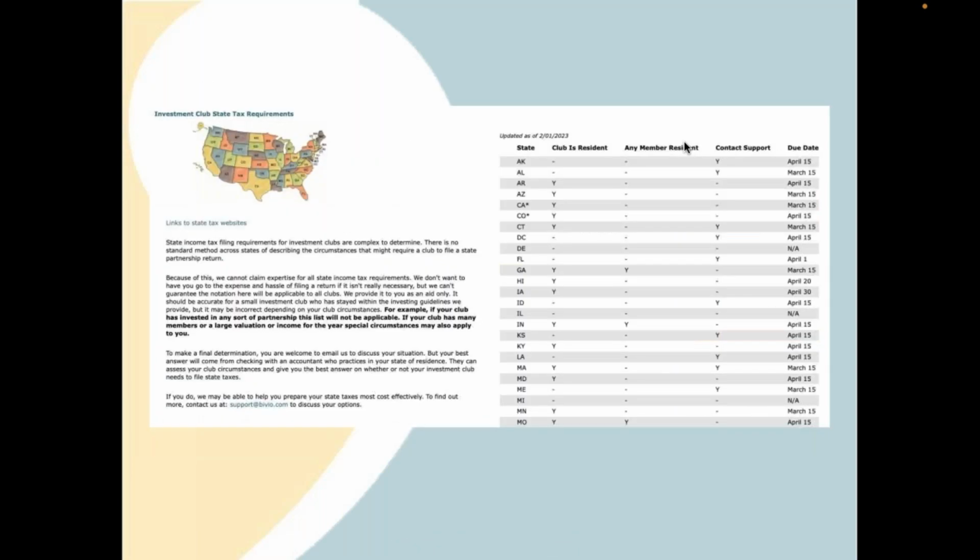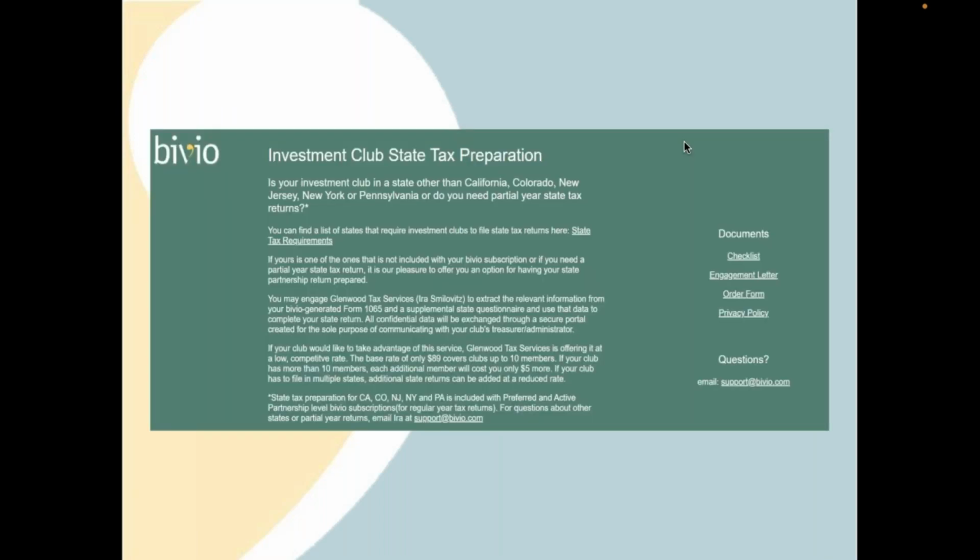The first page will take you to this table showing the state tax filing requirements for each state. Use this to determine if your state has any tax filing obligations. The second link on the Club Cafe page will take you to this page, which describes the tax service option we offer if you need state taxes prepared and your state is not one of the 5 included in bivio.